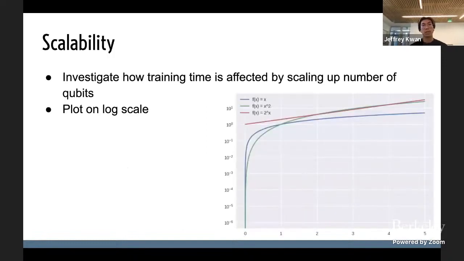As for scalability, I want to investigate how the training time of this QGAN is affected by scaling up the number of qubits. We're going to plot this on a log scale, because if it is exponential scaling, you'll see a linear relationship, as I've shown on this graph. And if you have polynomial or linear scaling, then it will just asymptotically approach some kind of limit.